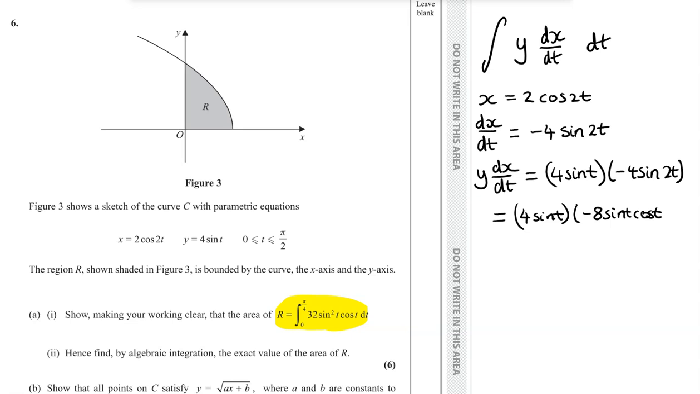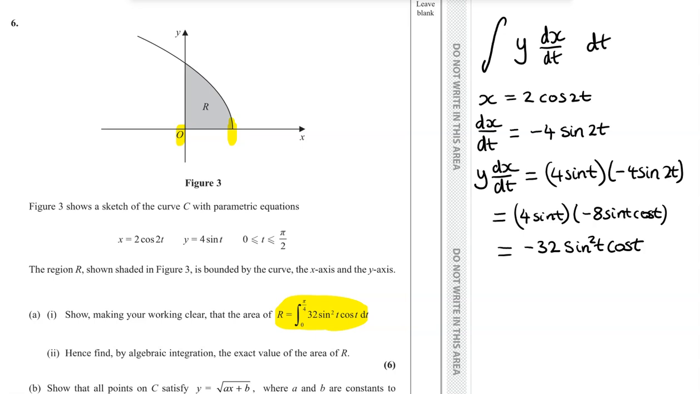So sine 2t is 2 sine t cos t. I'm then just timesing that 2 sine t cos t by that minus 4. So what I have is 4 times minus 8, which is minus 32. Sine t times sine t is sine squared t. And then I've got the cos t there as well.